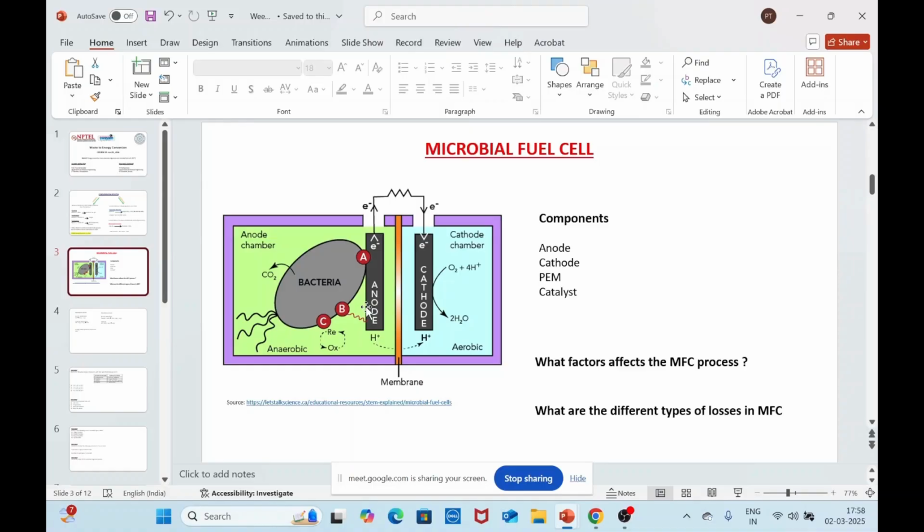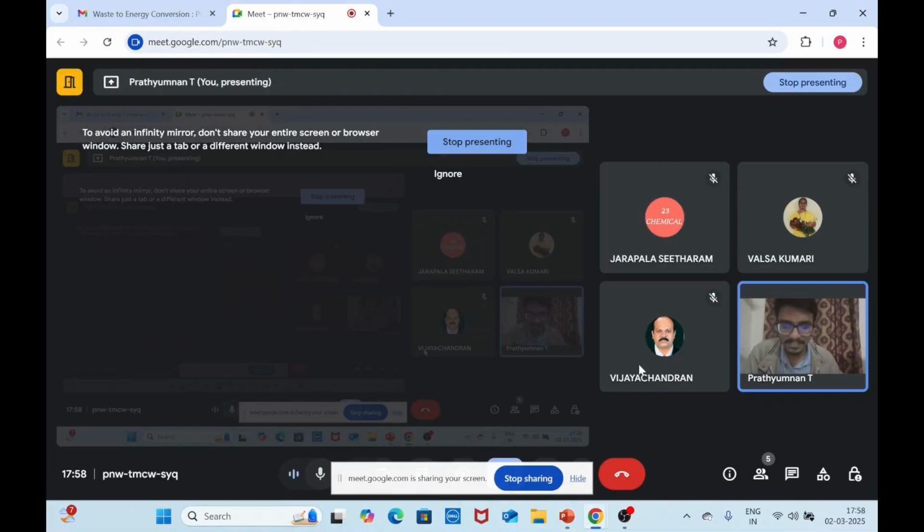Yes, any ideas on direct transfer microbes? Any examples? Yes.